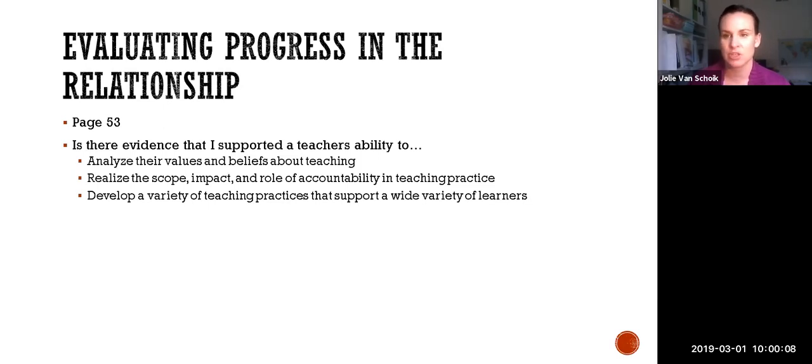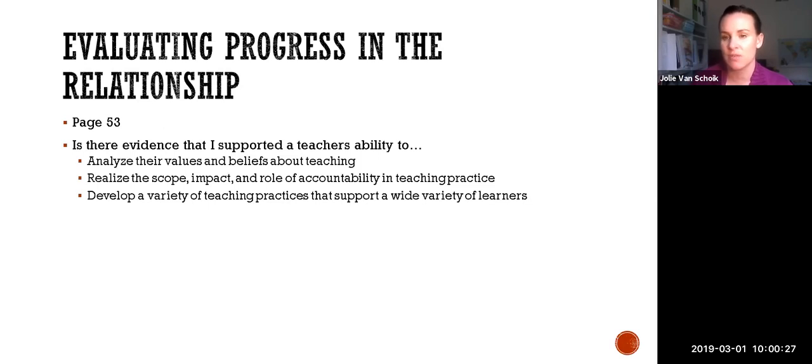All of those neural connections are happening when they're first little children. We have to support that by showing the teachers their scope in the classroom. Then we also need to make sure that we develop a variety of teaching practices and support that as well.